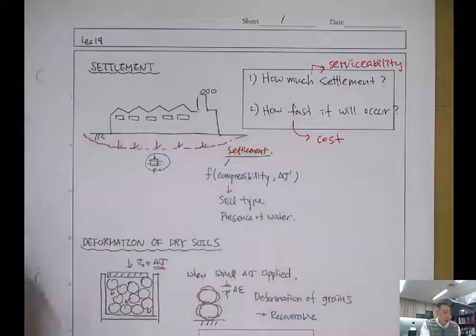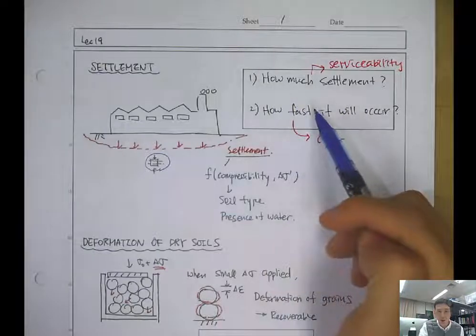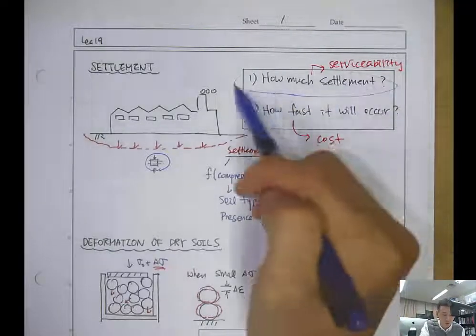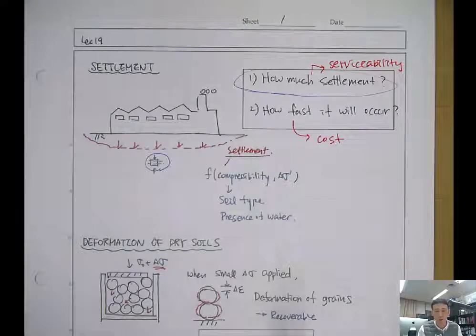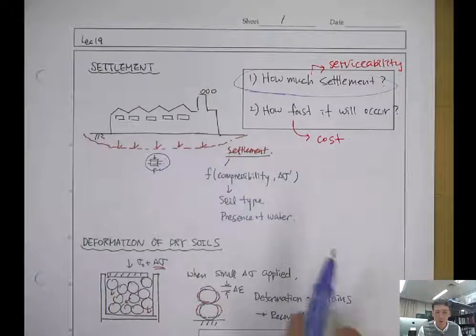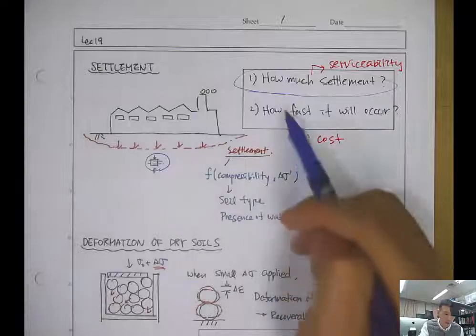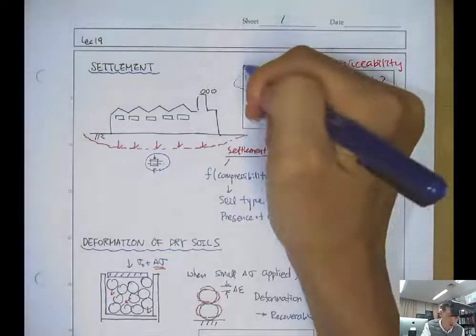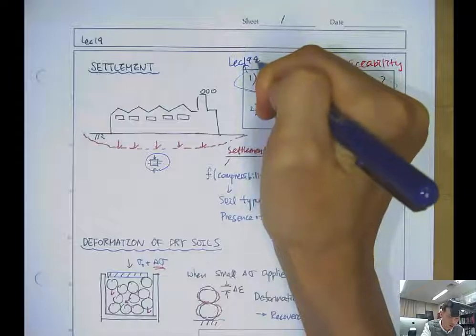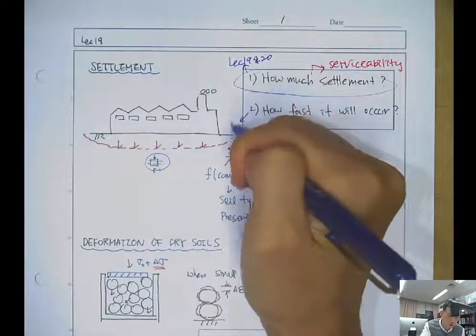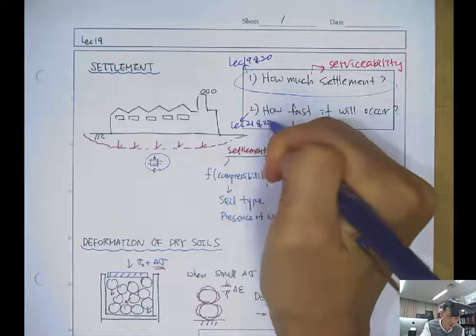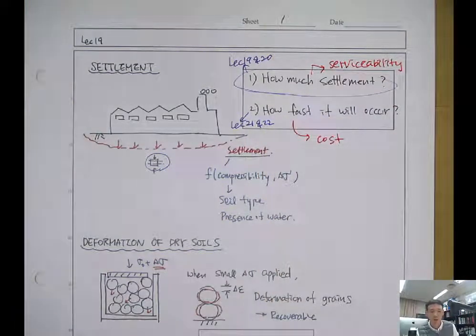So in lectures 19 and 20, we'll talk about this question. We'll see how we can estimate the ultimate settlement, especially the ultimate consolidation settlement in the soil. And in lectures 21 and 22, we'll learn how to estimate or predict the settlement rate using the consolidation theory.